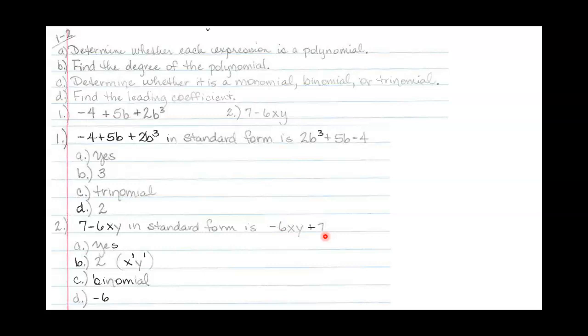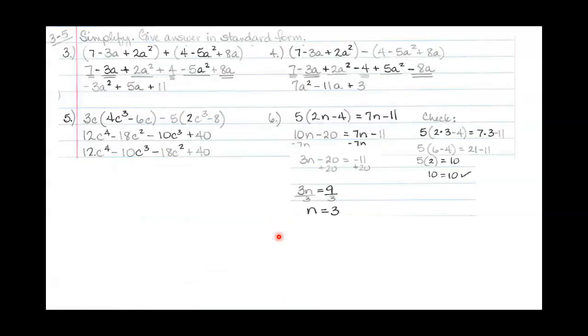So the degree of the polynomial is just the highest degree of the monomial, and so that would be 2. Then it's a binomial because we have 2 terms. So monomial 1 term, binomial 2 terms, trinomial 3 terms. And then the leading coefficient is going to be the negative 6. Be sure you keep that negative with the 6. So again, the number in front of the term that had the highest degree.